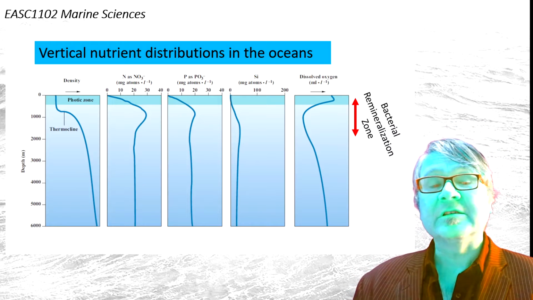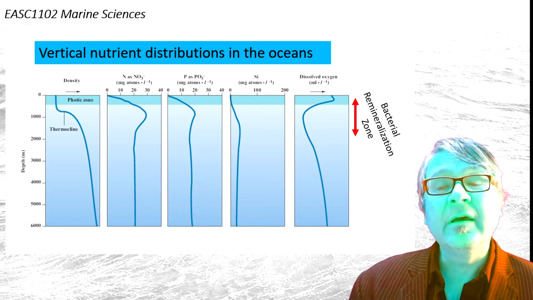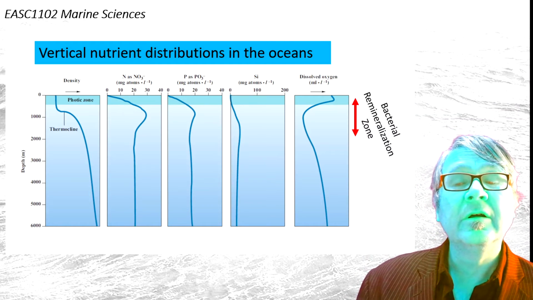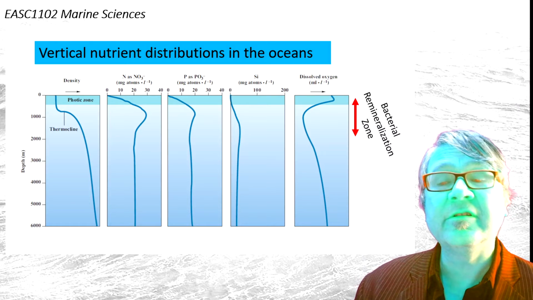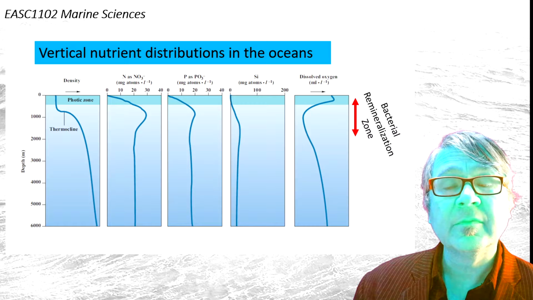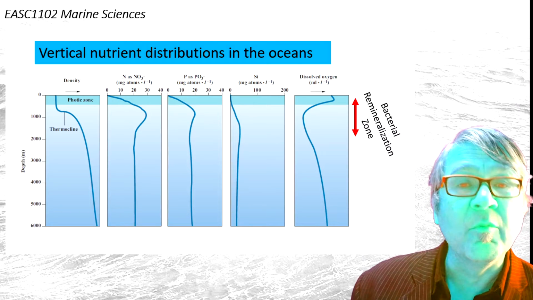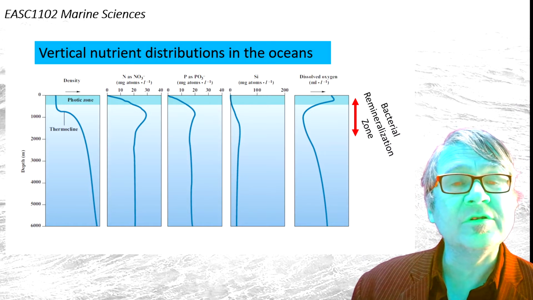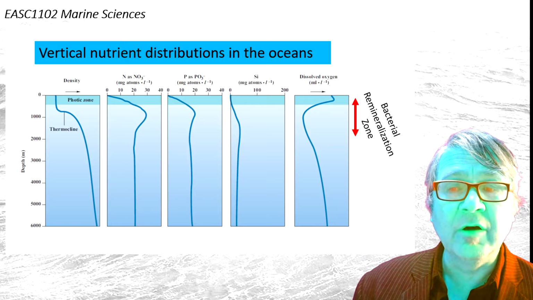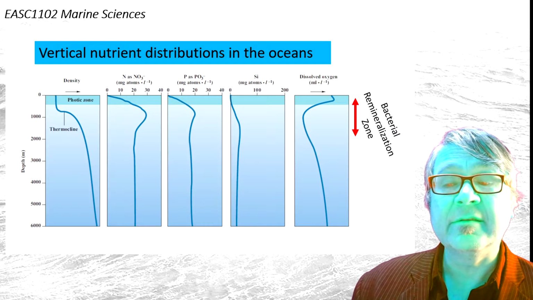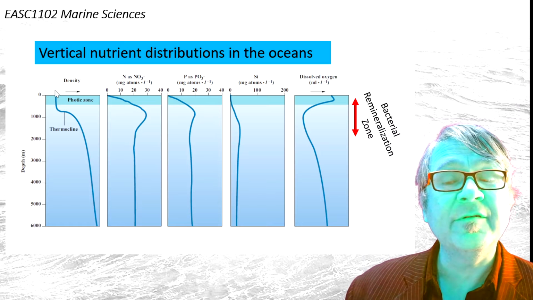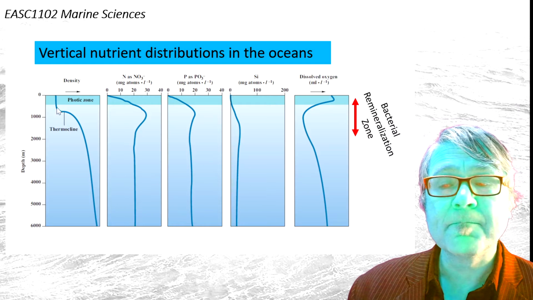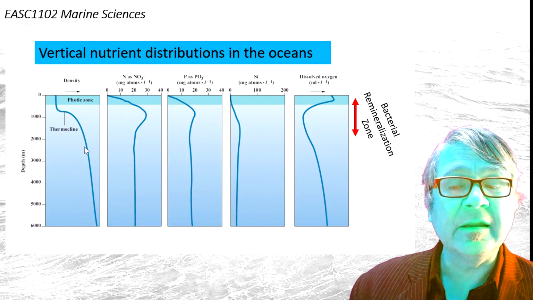Okay. So we're talking about nutrients, and what's shown here are vertical profiles of typical nutrient distributions in the oceans. In addition to that, there's a couple more things shown here. On the very left, the diagram shows you the vertical distribution of density. Density is low near the surface, then increases in the so-called permanent thermocline and continues increasing with depth.